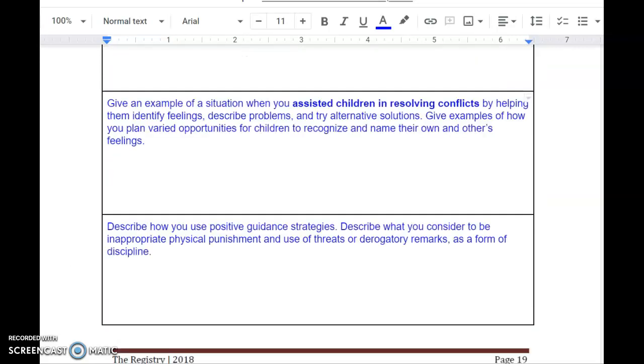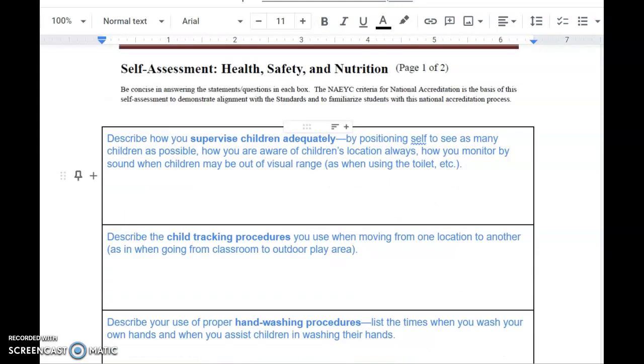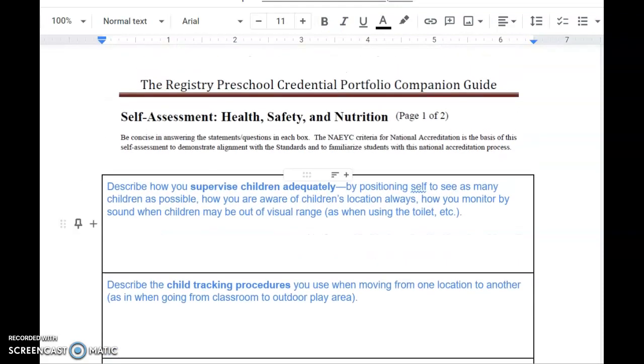Okay, that's the end of the guidance sheet. You've got a second one, and that second one is the health, safety, and nutrition one. So for that second one, let's go over those questions.